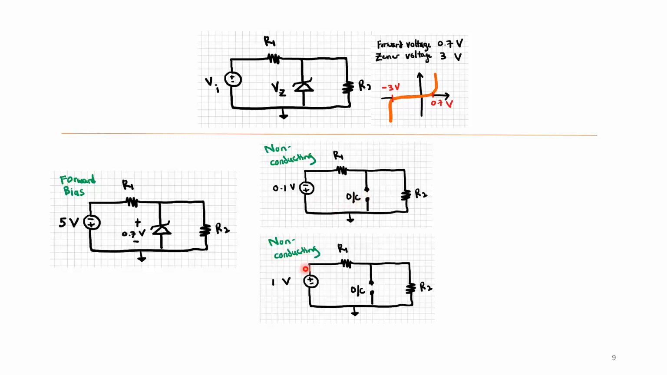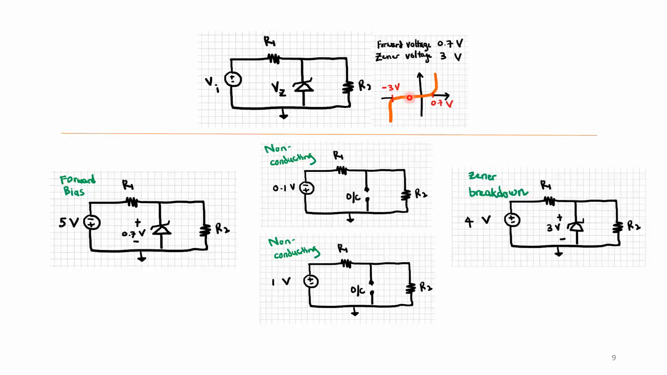Now if I reverse bias it at 1 volt, it is still an open circuit, because it is somewhere here, if you follow my laser pointer. Even though it is in reverse bias, it has not reached the breakdown voltage, which is 3 volts. So it will still be non-conducting.